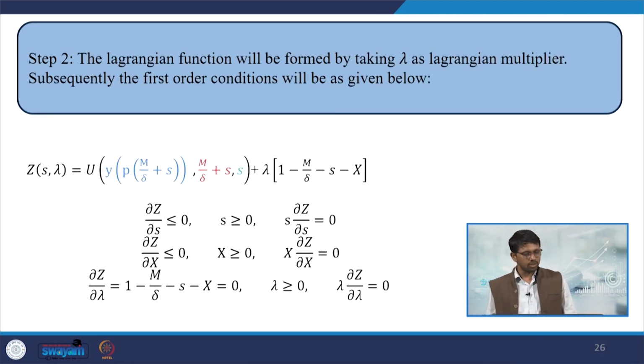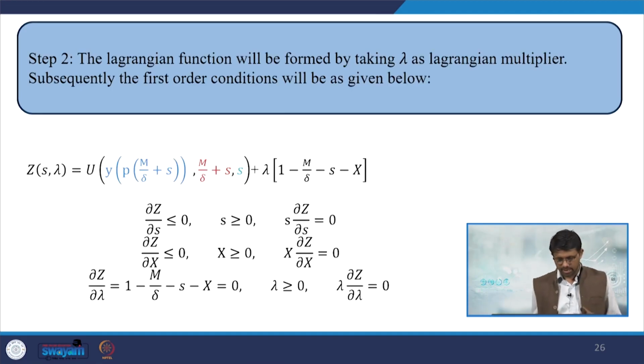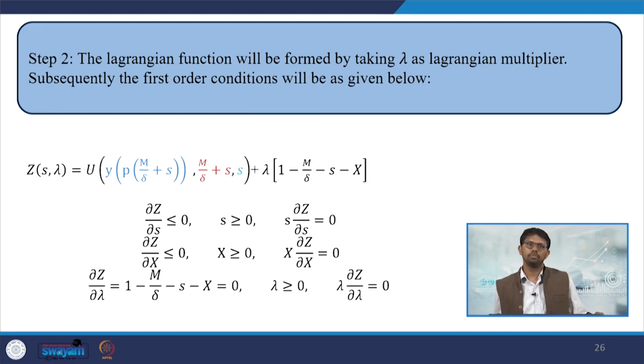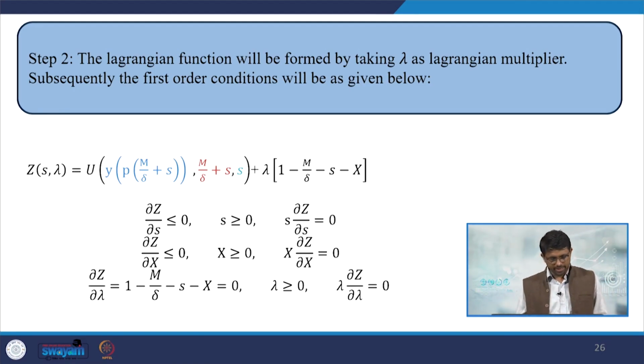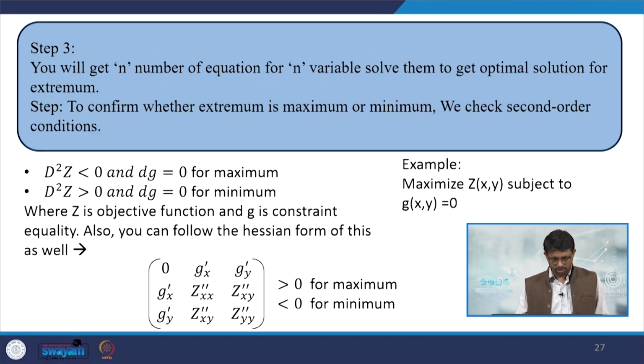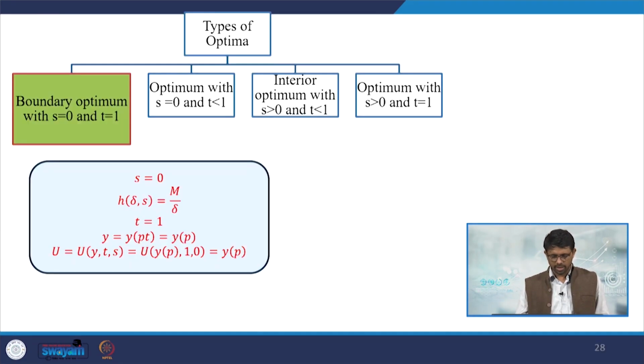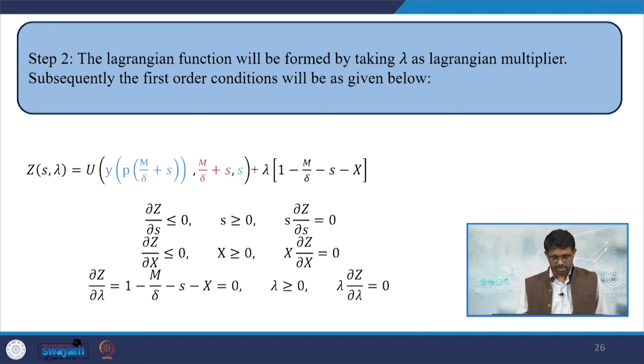So, we will present all sorts of things, then once the equality is identified, the Lagrangian function will be formed by taking lambda as a Lagrangian multiplier. Subsequently, the first order conditions will be given as below. Similarly, there are so many other details of optimization, and we will find out what the best optimum condition is. I am just going to show it right now, but we will carry it forward to the next class.